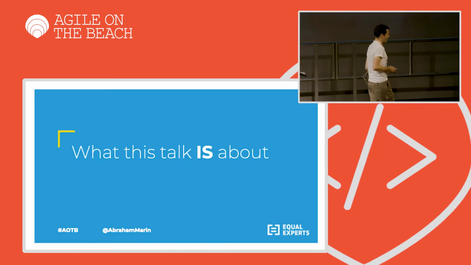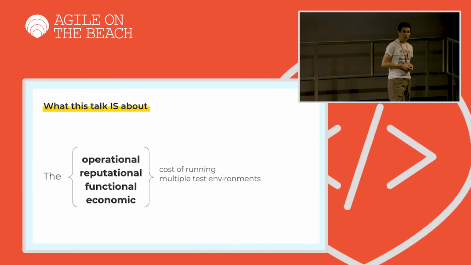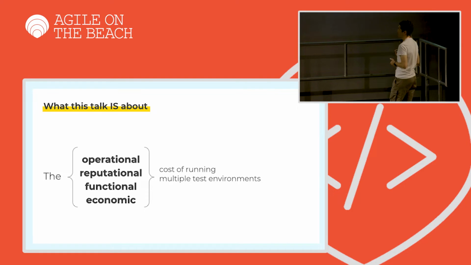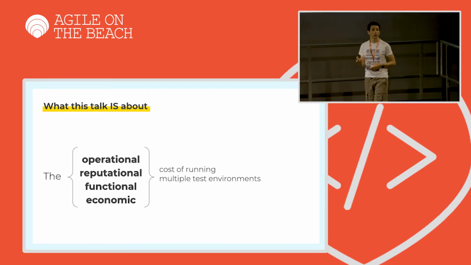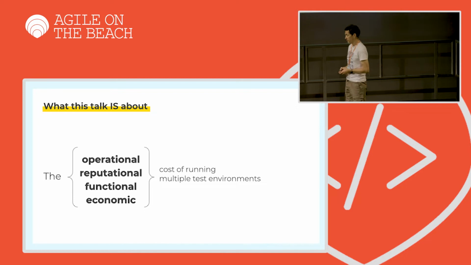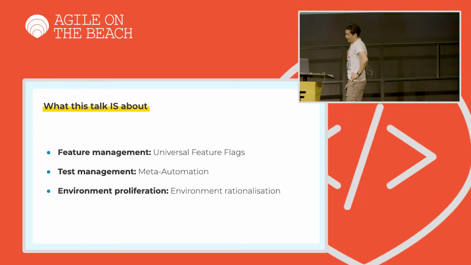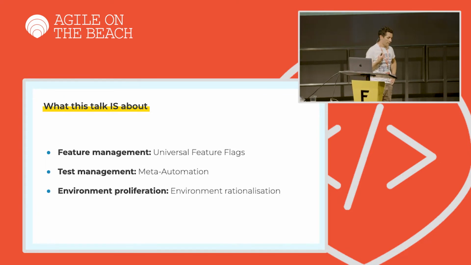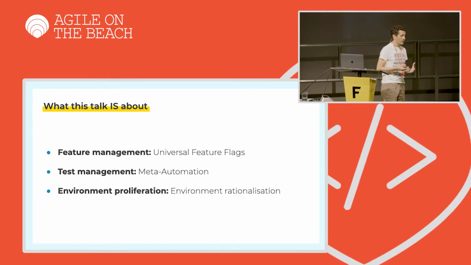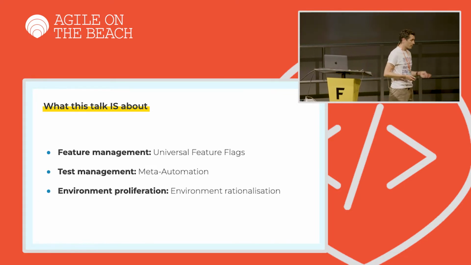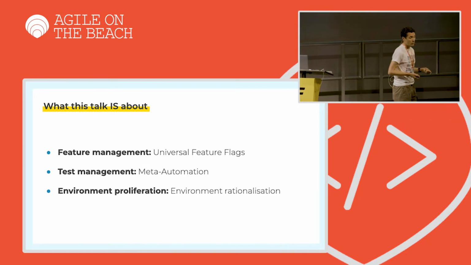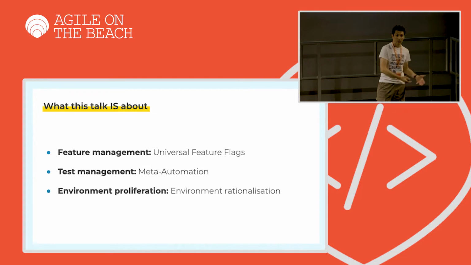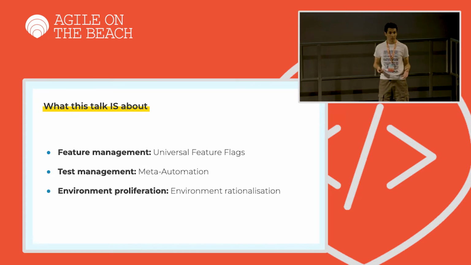What I'm going to talk about is the cost of having multiple test environments. And more particularly, I'm going to be talking about the different types of costs: operational, reputational, functional, and obviously economic. There is always money involved in these things. I'm going to be talking about 3 issues. The first one is filter management. And we're going to be solving that by what I call the universal filter flags. The second one is very related to the first one, and is test management, basically how you manage your test when you have multiple filter flags. And we're going to solve that with meta automation.